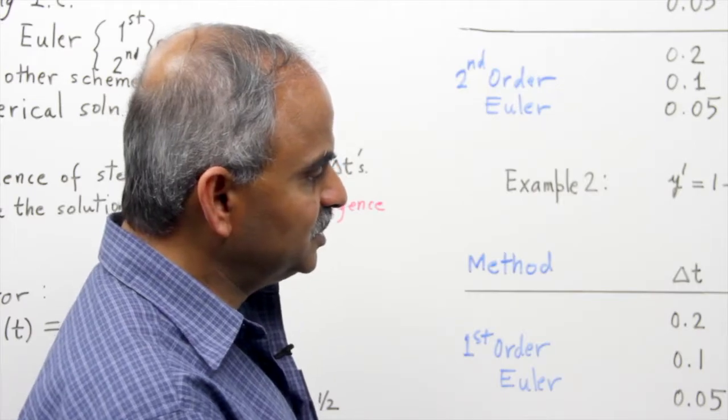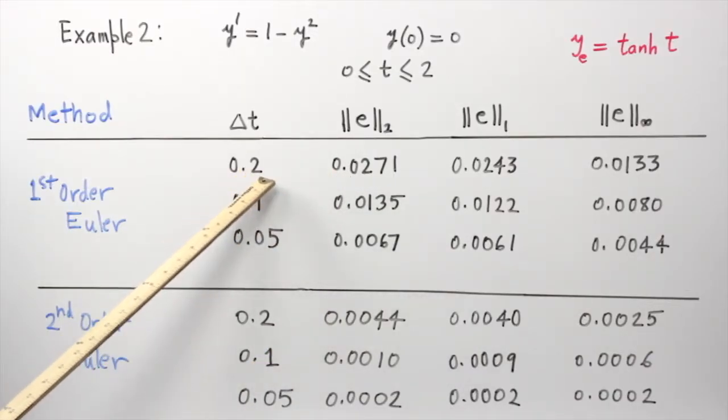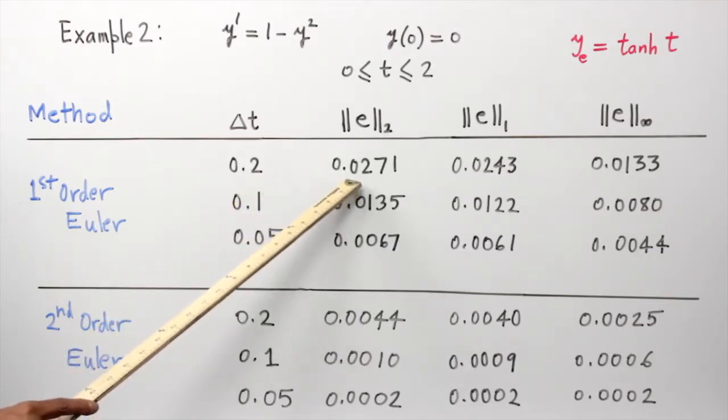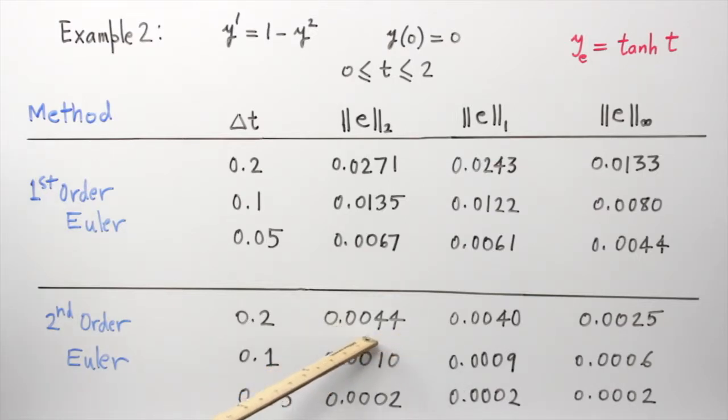And going to second order Euler, we again see the same improvement that we had seen for the linear differential equation. At a step size of 0.2, we have an error of 0.027. That drops dramatically to 0.0044, and that drops by large factors, by quadratic factors, a factor of 4 roughly, as we go to smaller and smaller step sizes by factors of 2. And that's seen again throughout for all the norms that we can examine here.